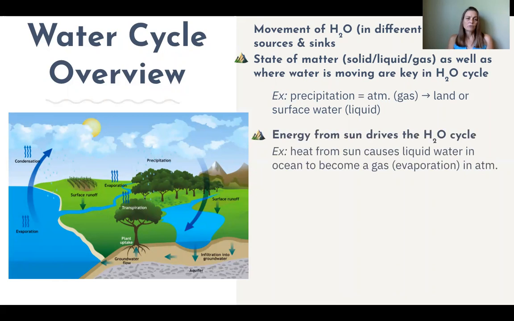Our water cycle is driven by energy from the sun. So the warmer the atmosphere, the more evaporation we're going to have, and therefore more condensation and more precipitation.